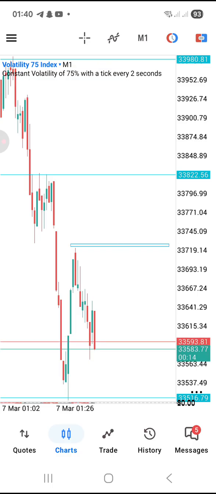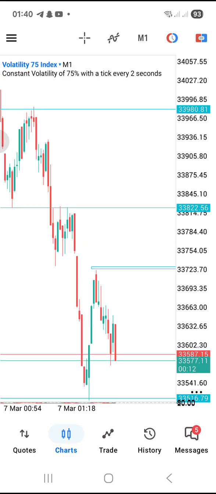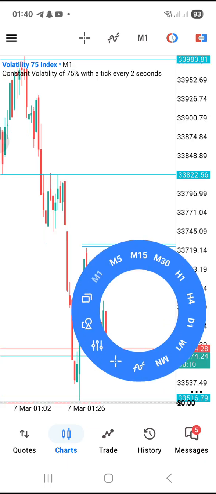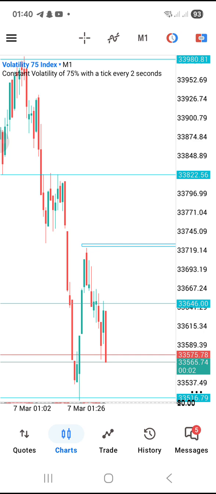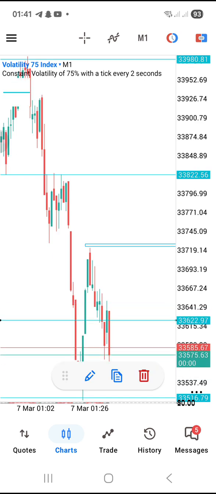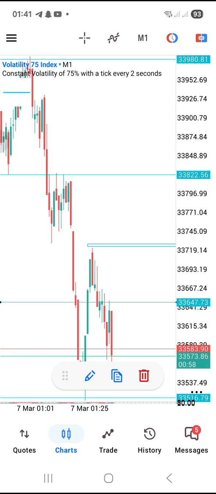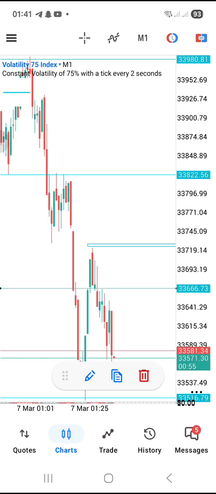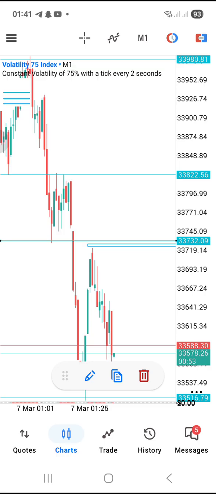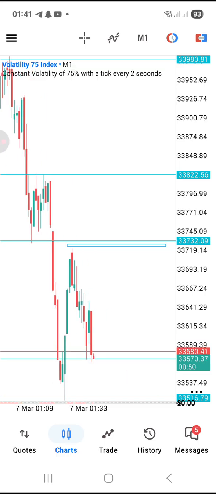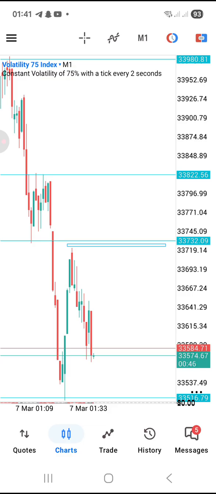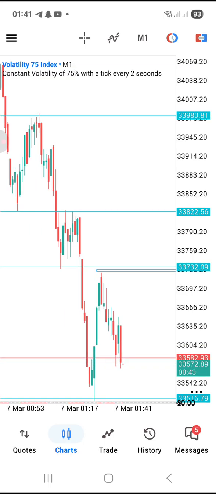So if we have something like this here, and then it comes up, and then a candle like this will drop, that's what we're looking for right now. When we get that, then take a trade. I think we've got that.